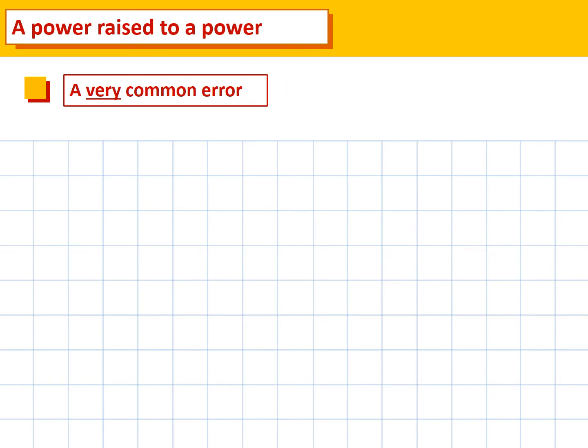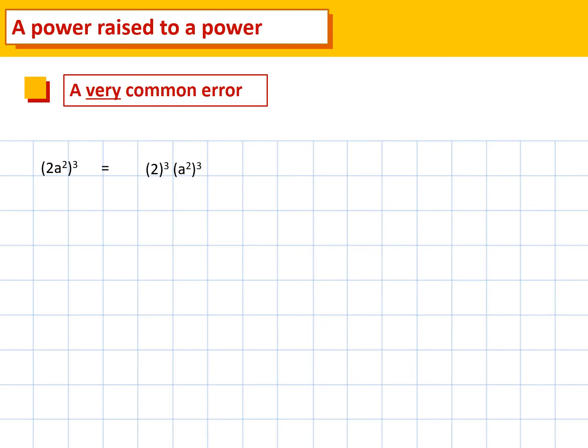Now we're going to look at a very common error. Well, in the brackets we've got 2a squared, and we're going to raise that to the power of 3. And the common error that I see so often is that students will give an answer of 2 times a to the power of 6. So they apply the power 3 to the a term, but they forget to apply it to the 2 at the front.